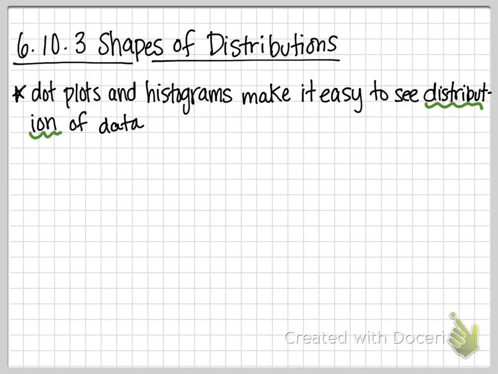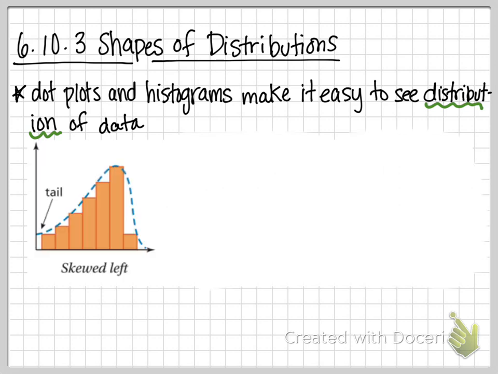Okay, so this section is about shapes of distributions. We can talk about the way data is distributed in terms of the shape that the data makes, whether it's on a histogram or a dot plot, or we'll see it also later in the chapter in box and whisker plots. So, how the data is distributed.